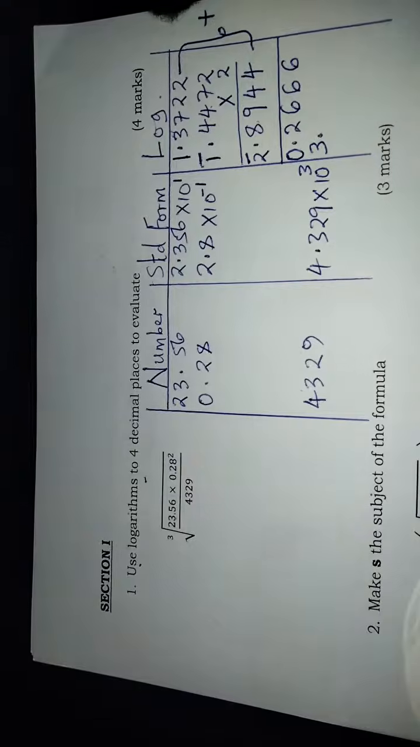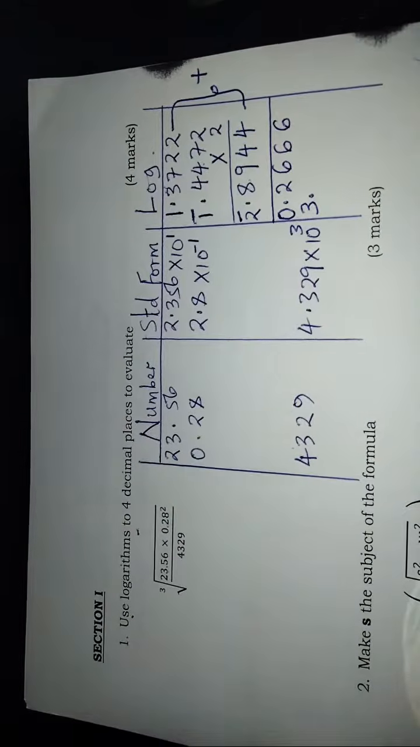Then finally we have the denominator, which is 4329. The standard form is going to be 4.329 times 10 to the power of 3, because we have 1, 2, 3, the power of 3, which means the log is going to begin with 3 point. Now we key in the logarithm of 4.329. This is going to be 6364.